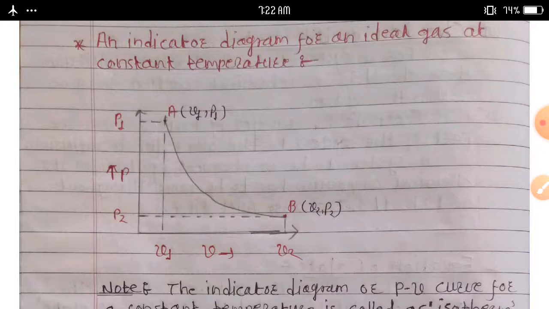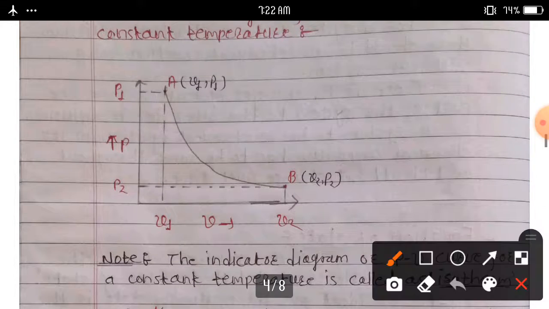See here an indicator diagram for an ideal gas at constant temperature. We draw the diagram of pressure versus volume. We consider here P1 and P2 as the initial and final pressure, and V1 and V2 as the initial and final volume. See these 2 points, A having coordinates P1, V1 and B having coordinates P2, V2. See this diagram, it indicates the indicator diagram for an ideal gas at a constant temperature.